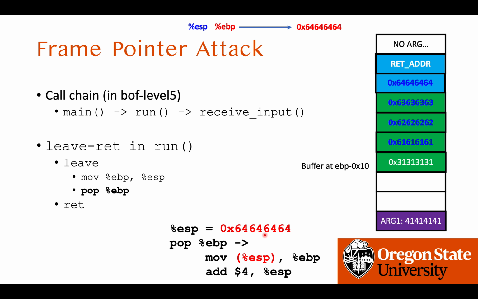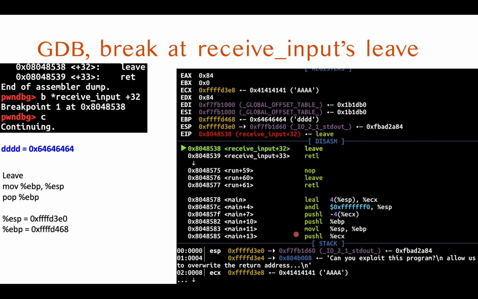And internally, it will work something like this. Pop EBP will get the value at ESP into EBP and then add 4 to ESP. However, right now the address where ESP points to is 64, 64, 64, 64, which is an invalid address. So it will fail.